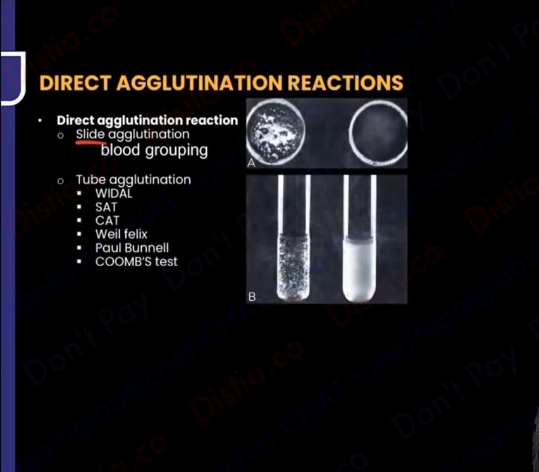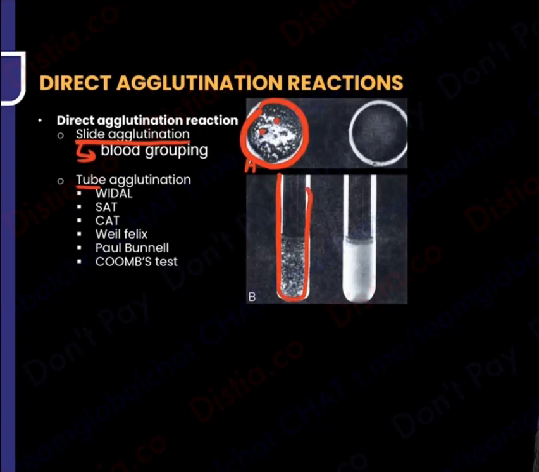If you do it on a slide, you must have seen all the A blood group, B blood group photos that I show you in pathology; they are all slide agglutination. So on the slide you are seeing, like over here, A positive, B positive. So you're doing it on a slide. That is slide agglutination. Tube agglutination will obviously happen in a test tube.